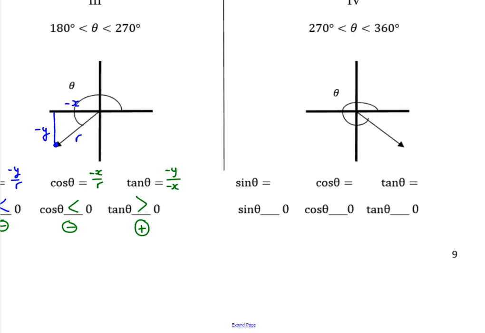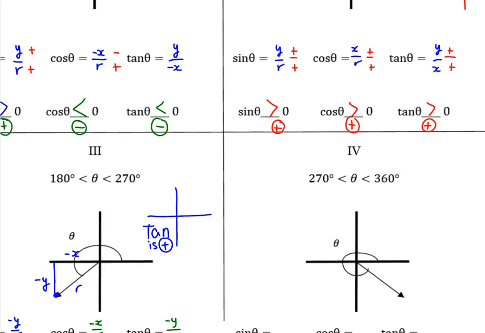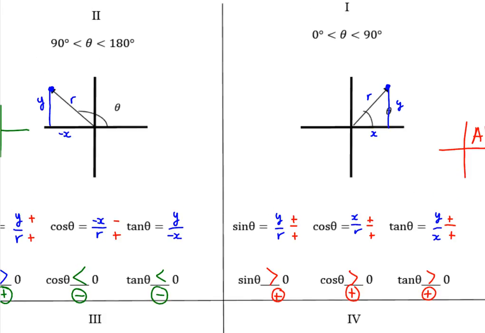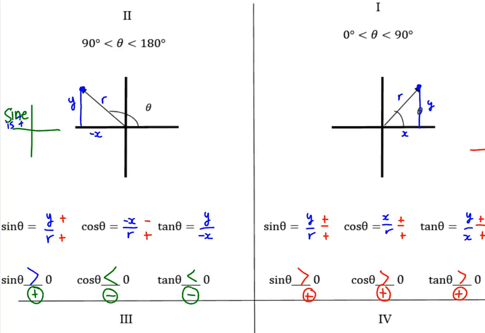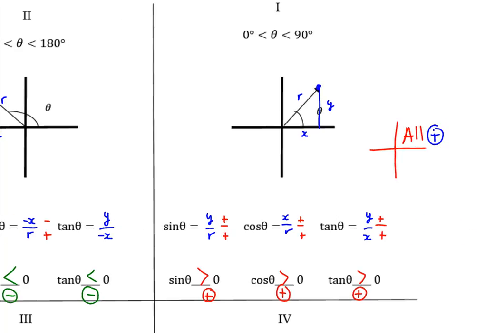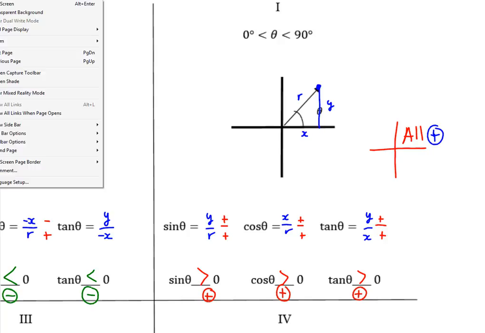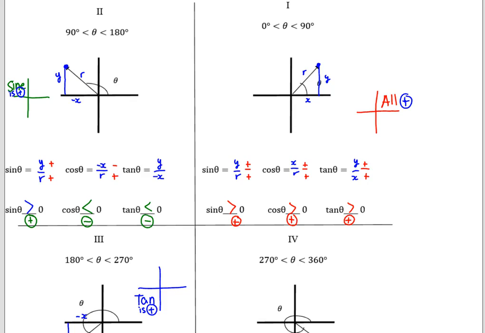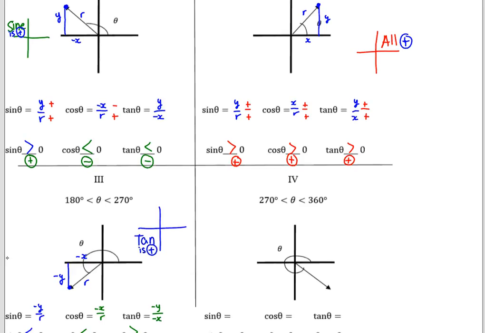Interesting. All right, and last, I'm just going to draw a little thing here. So in quadrant 3, the only one that's positive is tan. Tan is positive. Maybe I'll write tan is positive up here. We had sine is positive here. Here they were all positive.